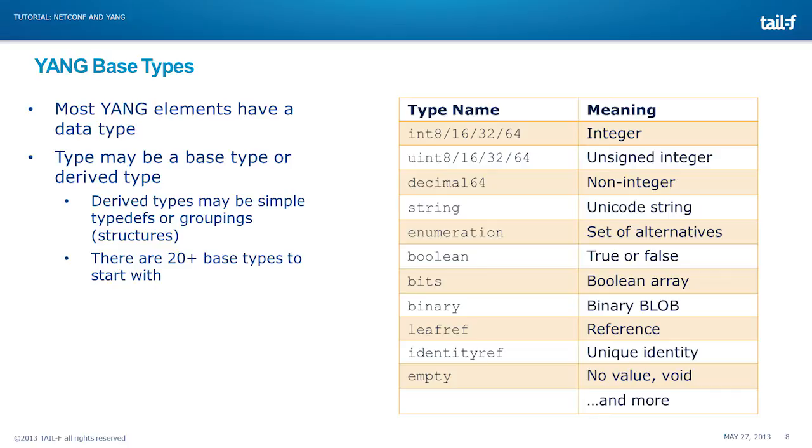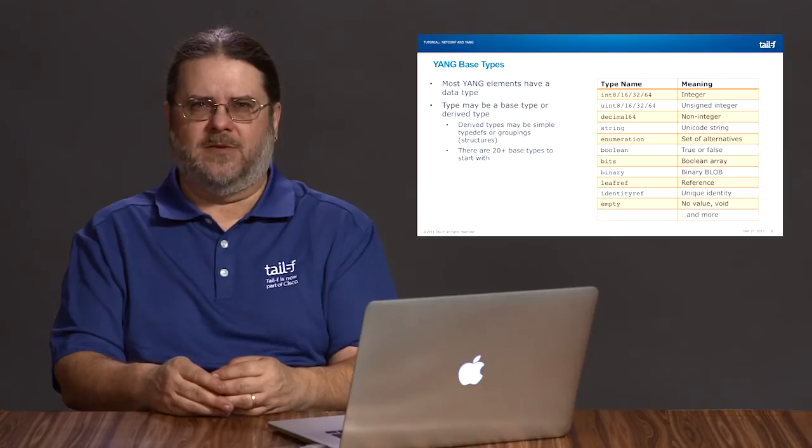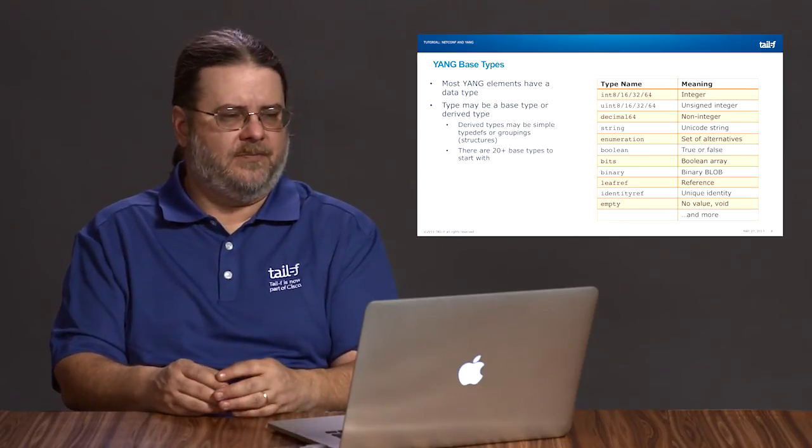A type that you use on an element that stores data, such as a YANG leaf or leaf-list, will have a type that can either be a base type or a derived type. Derived types might be a simple type, or it might be a grouping. A simple type, such as a typedef, is an individual data item. A grouping, you can sort of think of as a structure. It's a grouping of multiple data items that can be pulled together. We'll show an example of a grouping later on during this module.